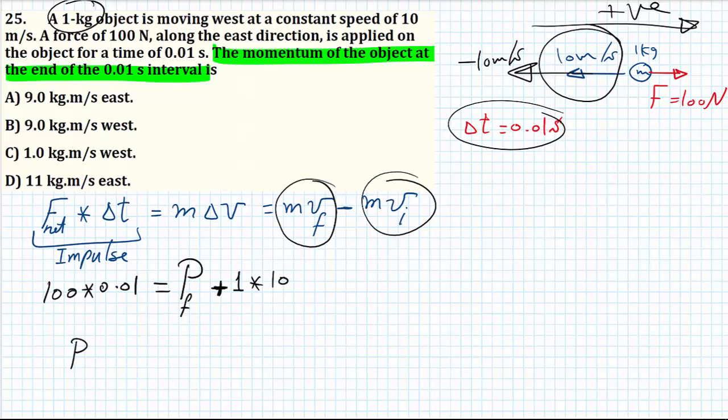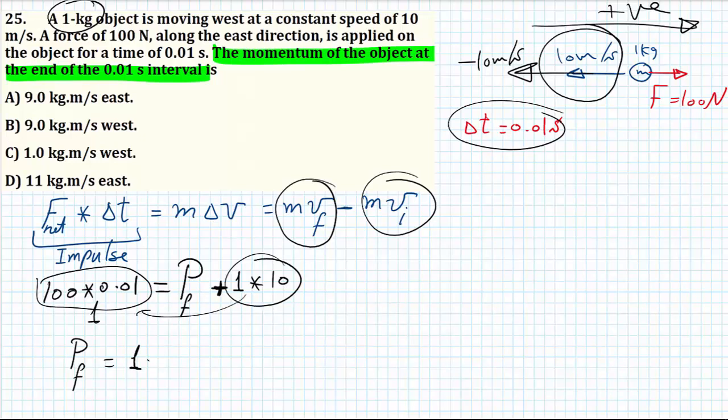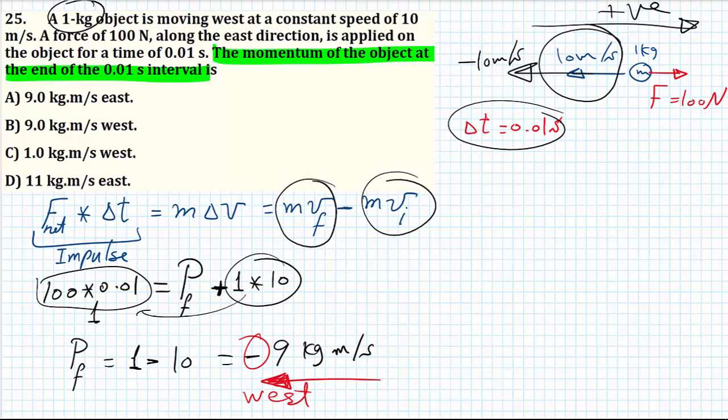From here I can find the P final. 100 times 0.01 gives you 1, so that's 1. Take 1 times 10 to the other side, so it's minus 10, gives you negative 9. What is the unit for the momentum? Momentum is mass times velocity, so it's kilogram meter per second. So what's the meaning of negative here? Negative means it's moving to the left, or the momentum is to the left or to the west. So I will choose 9, but to the west. Okay, so that's the right answer.